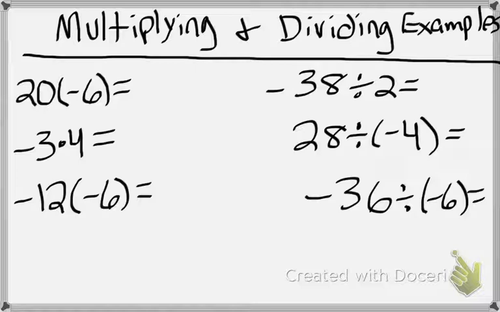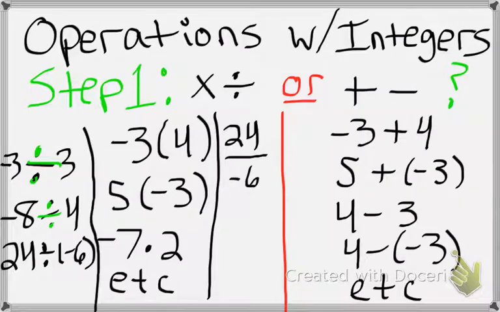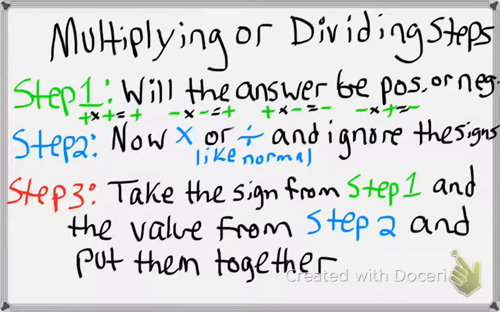Now, we'll start with the top left. 20, now what does that mean when it's touching a parenthesis? It means times, it means multiply. So that means 20 times negative 6. So let's go through our steps. That was almost like step 1 right there. Remember, step 1 is it multiplying or dividing? And now we know that it's a multiplying problem because it's touching a parenthesis like this one is. We know it's multiplying. So that means we have to use our steps for multiplying or dividing. So let's look at those steps.